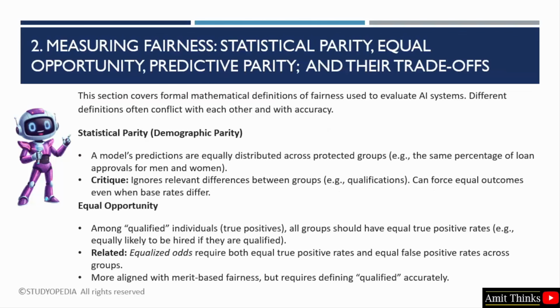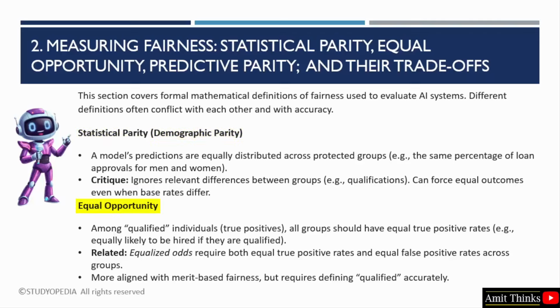The second one is measuring fairness: statistical parity, equal opportunity, predictive parity, and their trade-offs. Fairness in AI is evaluated using formal metrics, but these often conflict with each other and with accuracy. First one is statistical parity, which ensures equal prediction rates across protected groups. Example, same loan approval rate for men and women. The limitation includes overlooking group differences like qualifications, potentially enforcing equal outcomes despite unequal base rates.